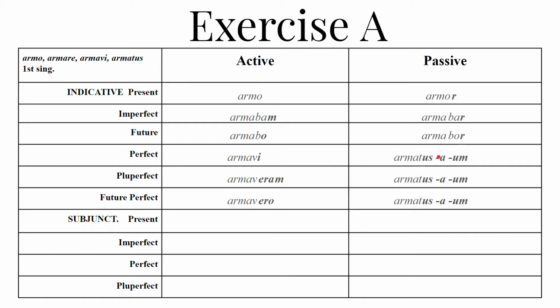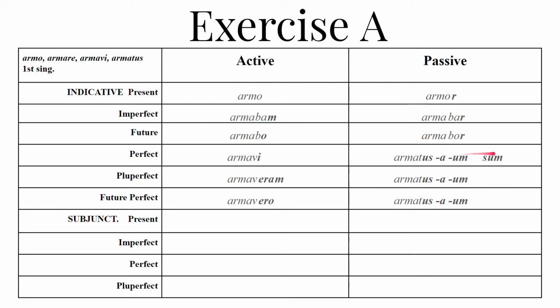Now we need a helping verb. We need a finite verb to help out this participle, this adjective. So perfect passive uses the present tense of sum, esse, fui, futurus. So sum, es, est, sumus, estis, sunt. We want sum because this is first person singular.